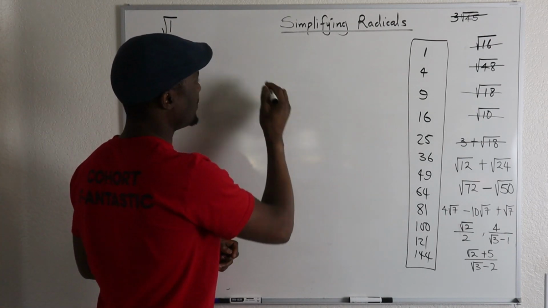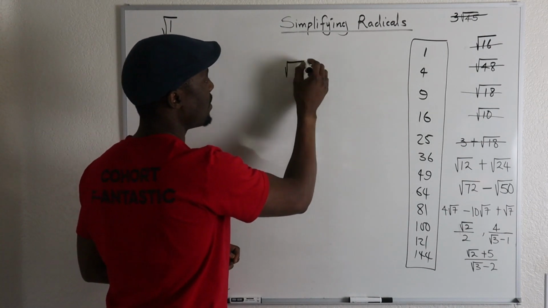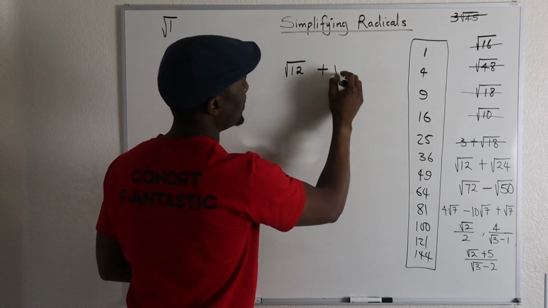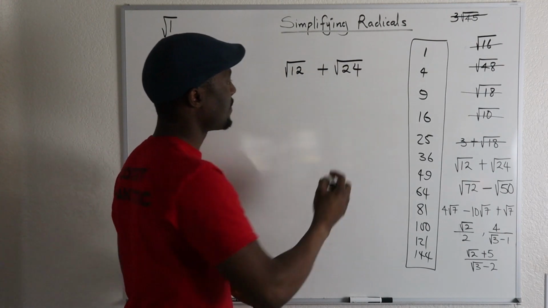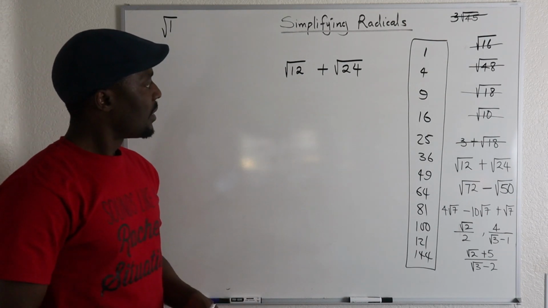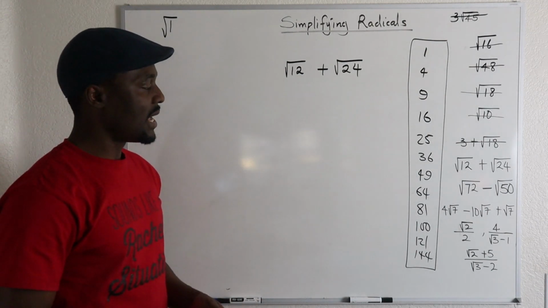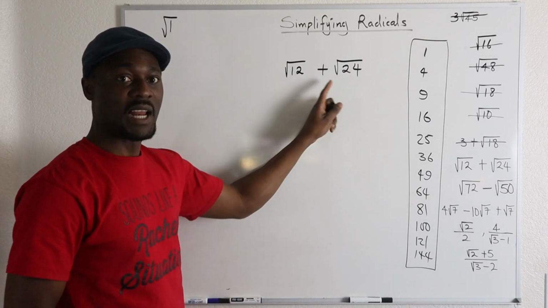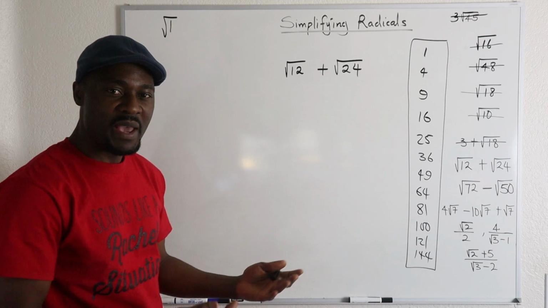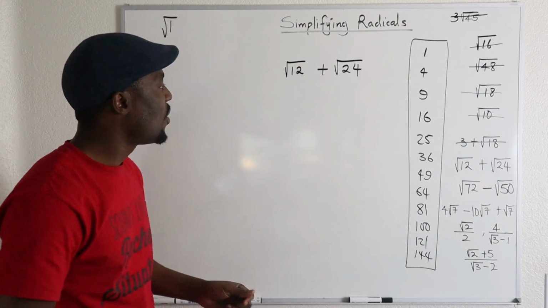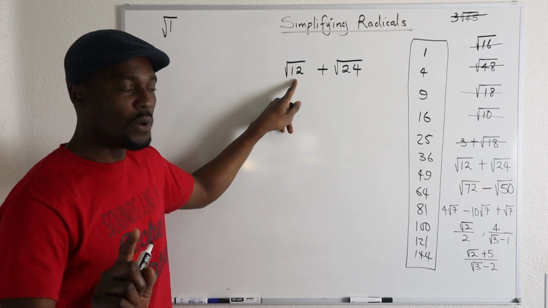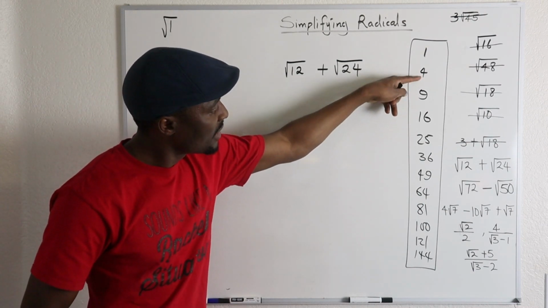So you have two radical expressions and you're supposed to add them. You have the square root of 12 plus the square root of 24. Well, we want to add them together. You can't add because they don't look alike, unless you can find a way to make them look alike. What is the largest perfect square that will divide 12? It must be 4.